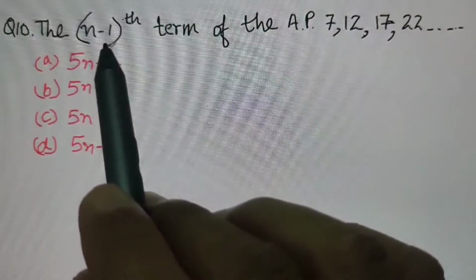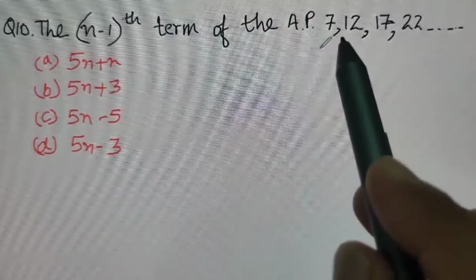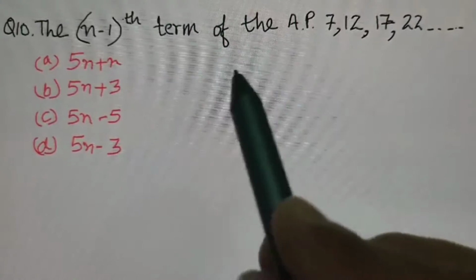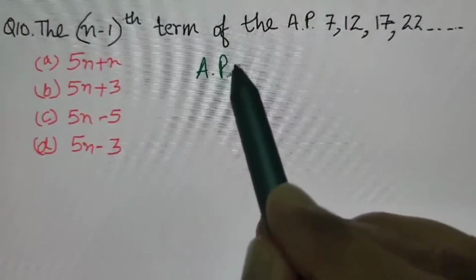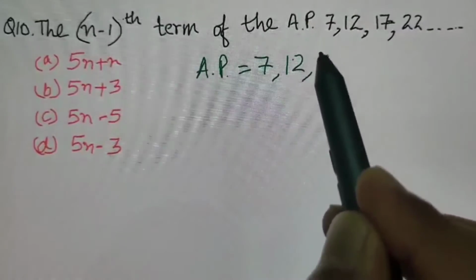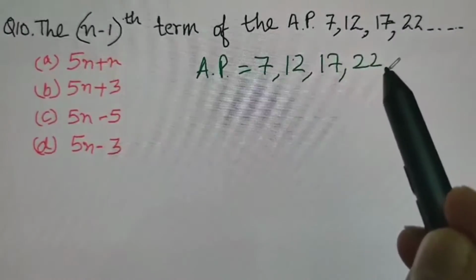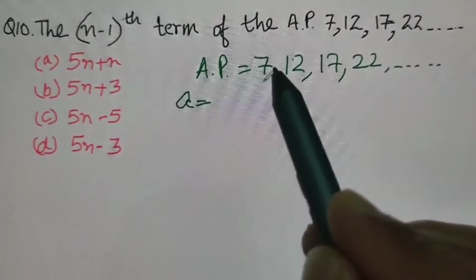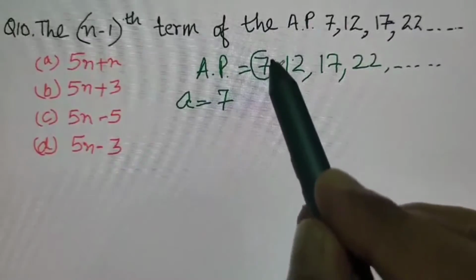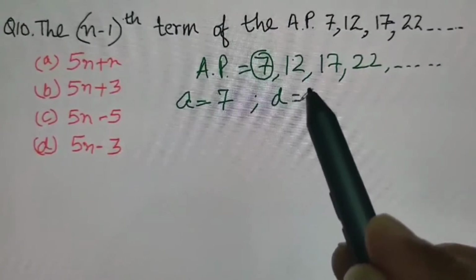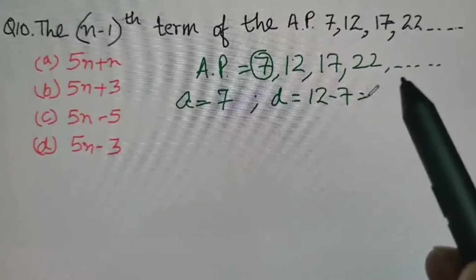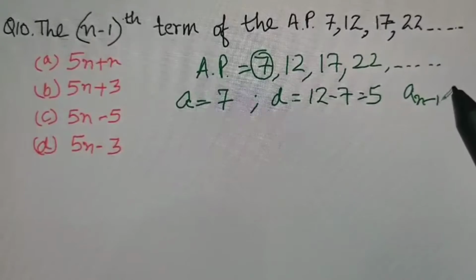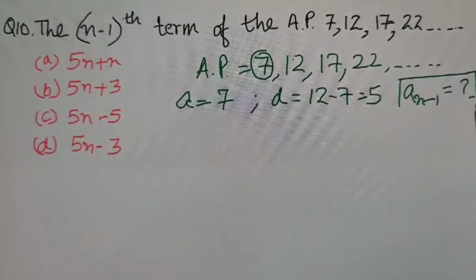Where we have to find the (n minus 1)th term of the given AP, 7, 12, 17, 22 and so on and so forth. Now the given AP here is 7, 12, 17, 22, which I have noted down once again. Now A, the first term, is 7, and the common difference D is 12 minus 7, which is 5. Now what we have to do is find the (n minus 1)th term. This has to be calculated.